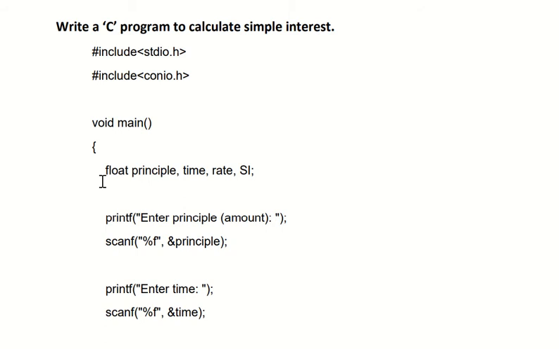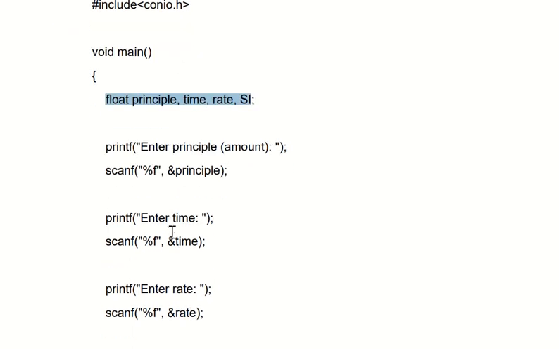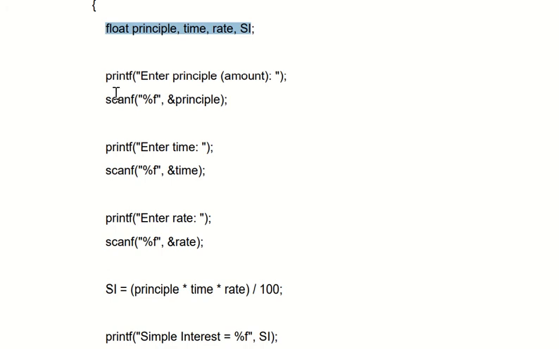Here we have declared a total of four variables, that is float principal, time and rate, and our answer we have stored in the SI variable, that is simple interest. Everything we are writing inside the void main function only, and initially two header files, #include <stdio.h> and #include <conio.h>.